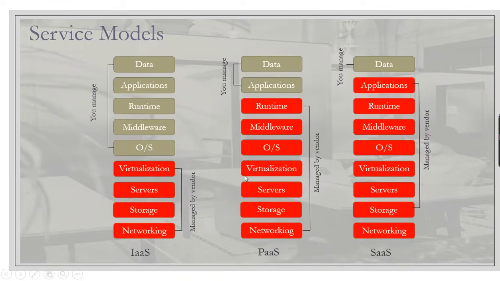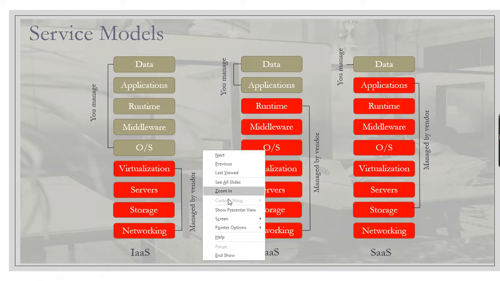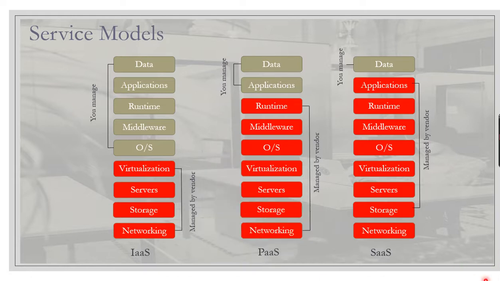So again, I'll show you. Let me start my pointer here. So software as a service, all these red boxes, you don't have to worry about them, right? What you will do, you'll just manage your data. How do you manage your data? Gmail. In Gmail you are just managing your emails and everything.